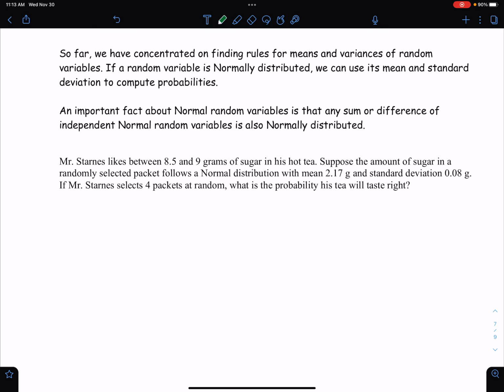So far we've concentrated on finding rules for means of variance for random variables. If random variables are normally distributed, we can use its mean and standard deviation to compute probabilities using normal CDF. So an important fact about normal random variables is that any sum or difference of independent normal random variables is normally distributed. So that means if we are adding x plus y together, and we're getting S, and x is normally distributed, and so is y, that means S is also going to be normally distributed. So we can apply that and do normal CDF to the sum of x plus y if x and y are both normally distributed.